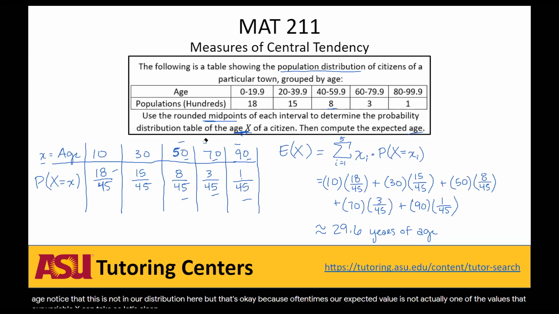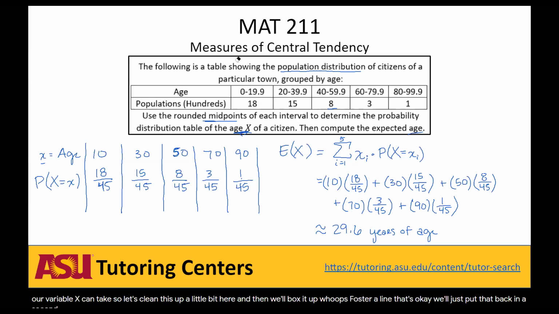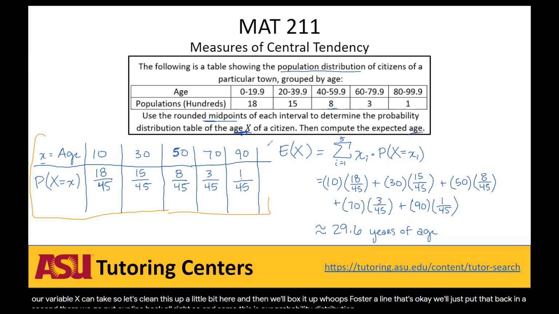So let's clean this up a little bit here and then we'll box it up. Oops, lost our line, that's okay. We'll just put that back in a second. There we go. Put our line back. All right. So, in sum, this is our probability distribution. And this is our expected value of X. So that's it.